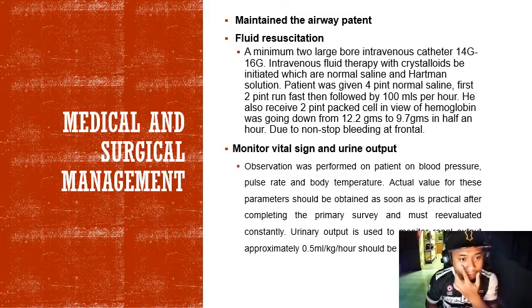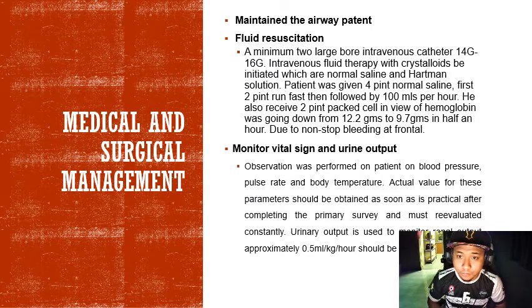For the medical and surgical management, for this patient we have to maintain the airway patency. For airway patency, there are two methods. For non-trauma, we can use the head tilt chin lift, and for trauma we can use the jaw thrust. Okay, for this patient we have to use fluid resuscitation, a minimum of 2 large bore intravenous catheters, 14G until 16G. Intravenous fluid therapy with crystalloid is initiated, which are normal saline and Hartmann solution. The patient was given 4 pints of normal saline.